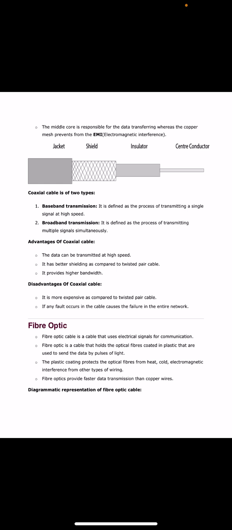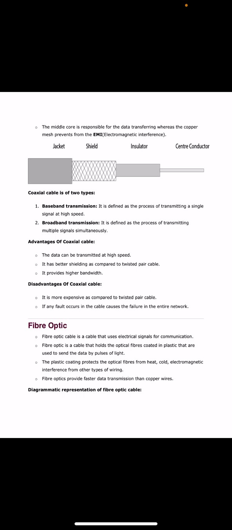Coaxial cable has two types. One is baseband transmission, another one is broadband transmission. Baseband transmission is defined as the process of transmitting a single signal at high speed. Broadband transmission is defined as the process of transmitting multiple signals simultaneously.